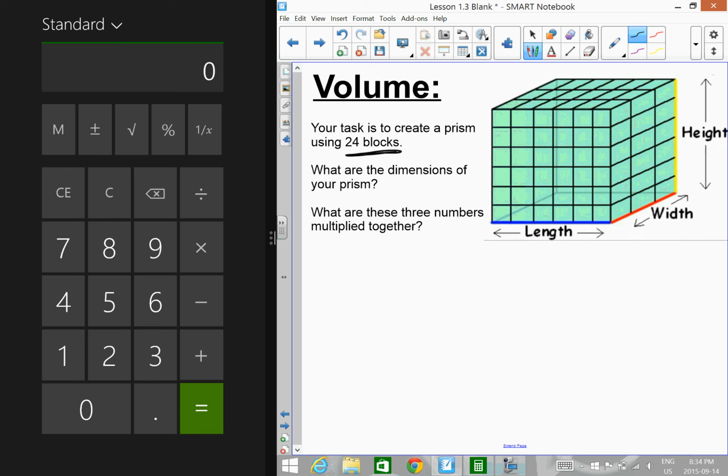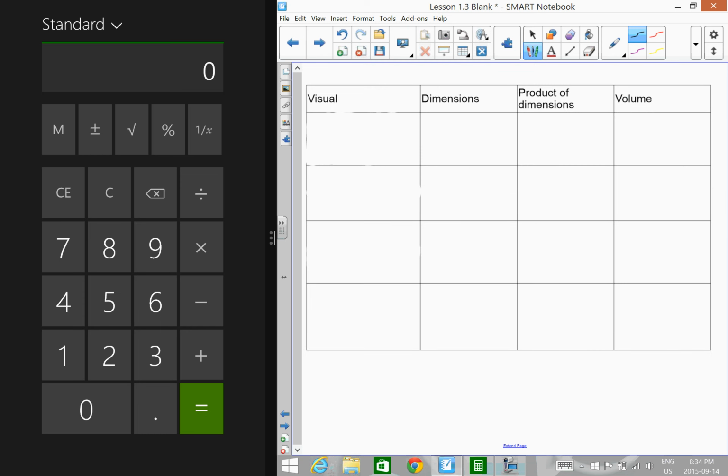All right, so you're gonna make a prism using 24 blocks. And then you're gonna tell me what are the dimensions, the length, width, and height, and what's the number when you multiply these together. Once you have that done, you're going to fill out one line of this chart. Draw me a picture of what your prism looks like, tell me the dimensions, tell me what the numbers are multiplied together, and then tell me what the volume is. So pause the video, go find some blocks and build a prism.